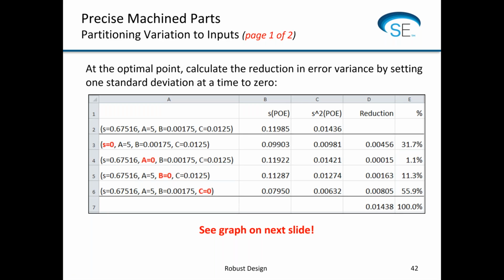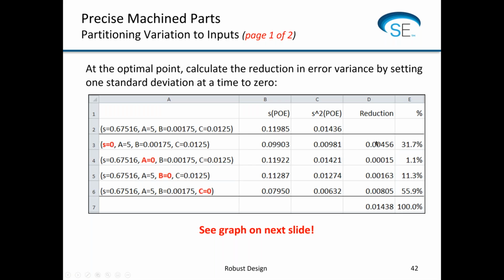We're going to take the variation we've got, and we're going to say, okay, well, how much of that's due to just sigma, the unexplained variation? How much of it's due to factor A, the variation of A around its set point? How much of it's due to B around its set point? How much of it's due to C around its set point? So to do that, I'm going to set each one of these to 0, and then go back and calculate what the propagated error is at the optimum point.